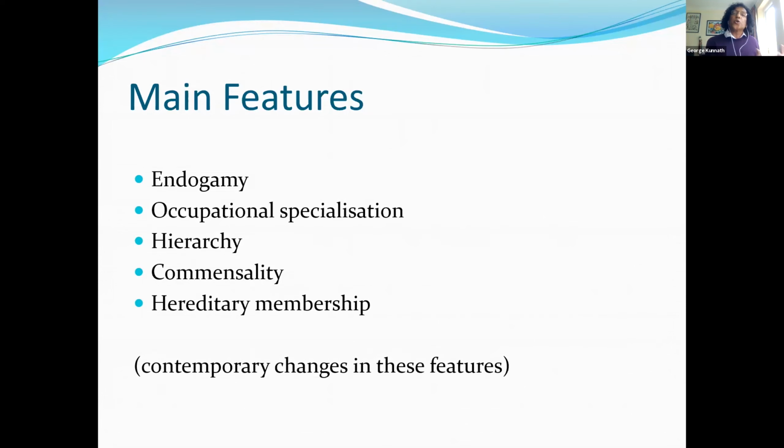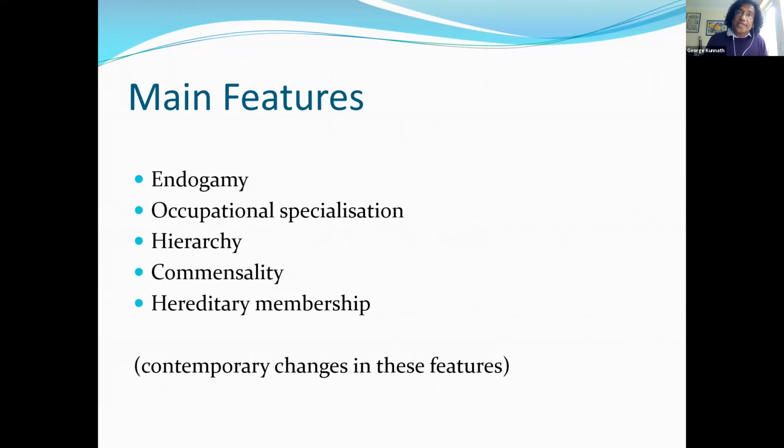Then, on the basis of this notion of purity and pollution, the next feature is commensality. Who do you sit with? Who do you eat with? Who do you drink with? That all depends on the ideas of purity and pollution. Then there is hereditary membership: you are born into a caste. Now, in contemporary times, a lot of changes are taking place. But this is the kind of understanding we have of caste.